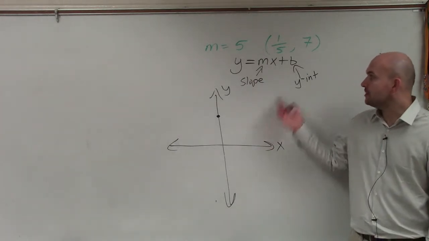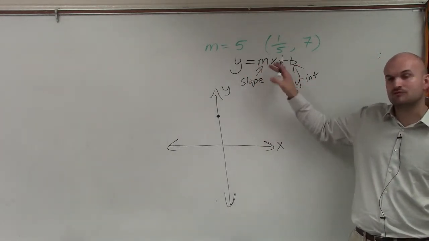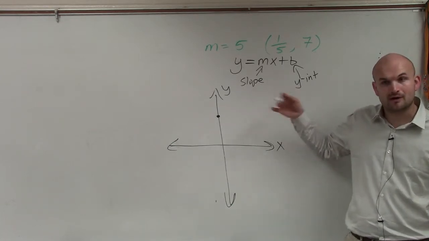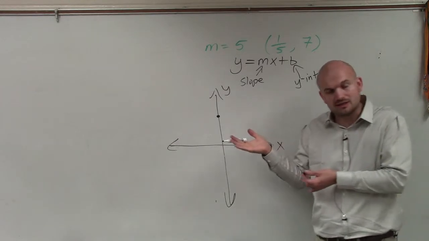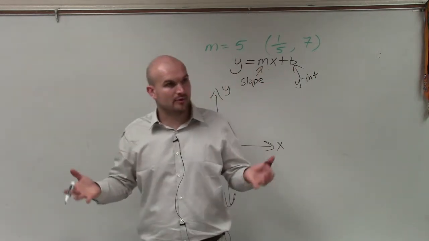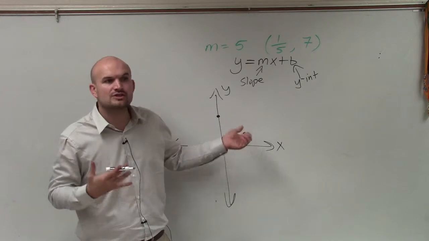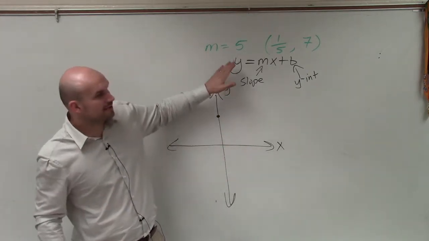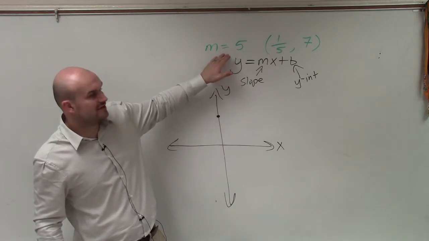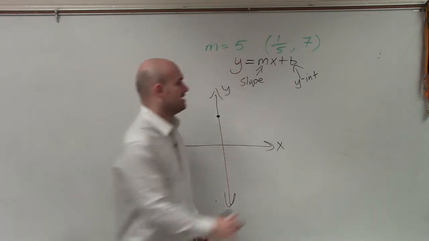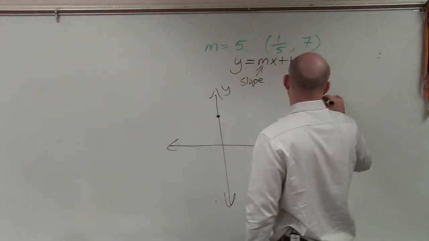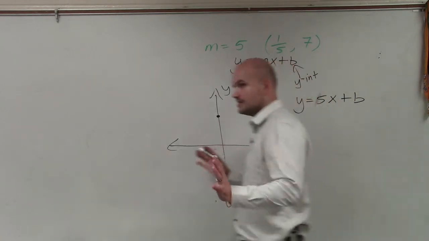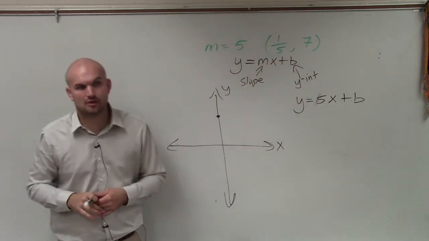So if we have an equation written in this format, we can easily identify the y-intercept as well as the slope. Now remember, slope, as we mentioned in the last example, was a ratio. It's not a point. It's the change in the y-coordinates over the change in the x-coordinates between any 2 points. Now in this problem, we are given the slope. So to write an equation in slope-intercept form, we can say y equals 5x plus b. Does everybody understand what I did so far? I just plugged in the slope.